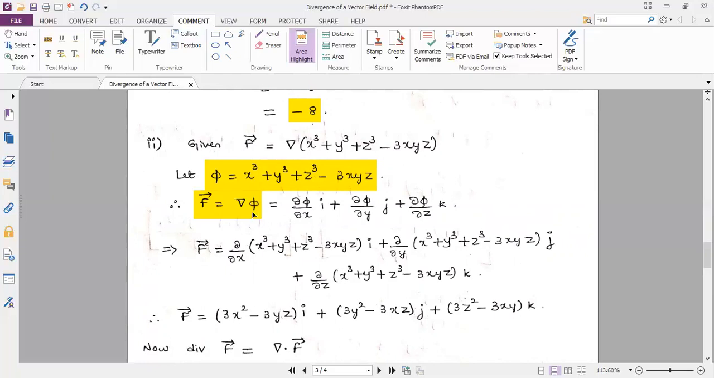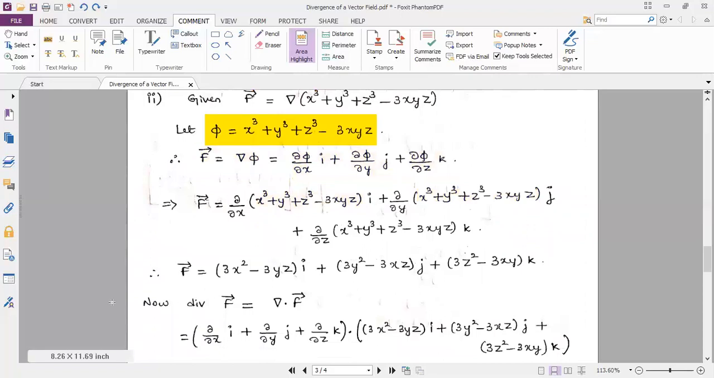Using the definition of grad phi, that is dou phi by dou x i plus dou phi by dou y j plus dou phi by dou z k, we will obtain dou by dou x of substitution of phi into i cap plus dou by dou y of substitution of phi into j cap plus dou by dou z of substitution of phi into k cap. So now we need to differentiate the expression for phi partially with respect to x, with respect to y, and with respect to z. Let us perform that one by one.